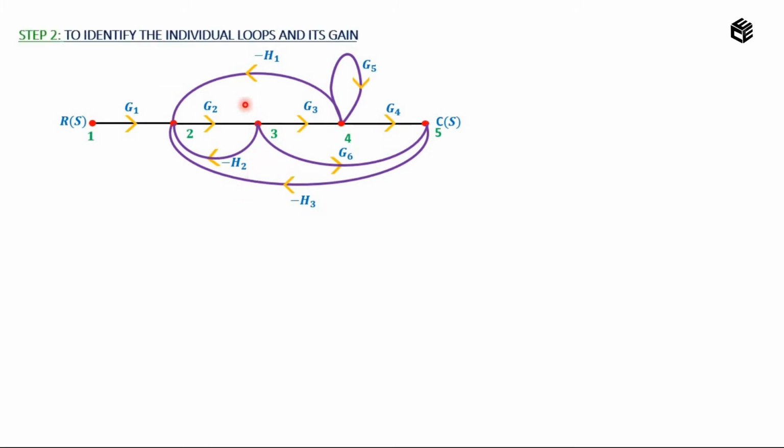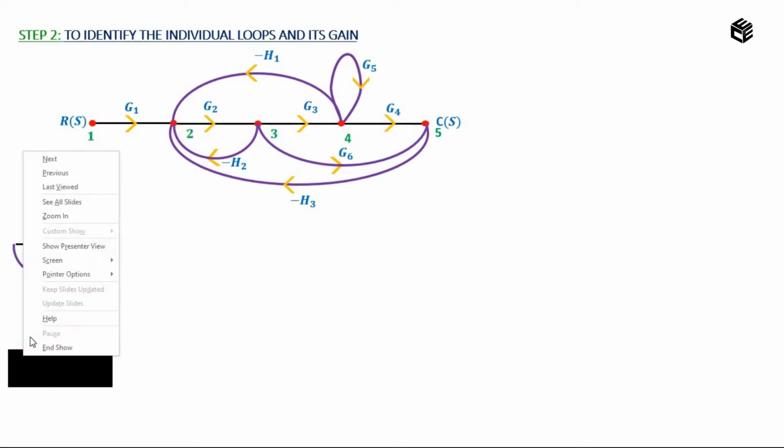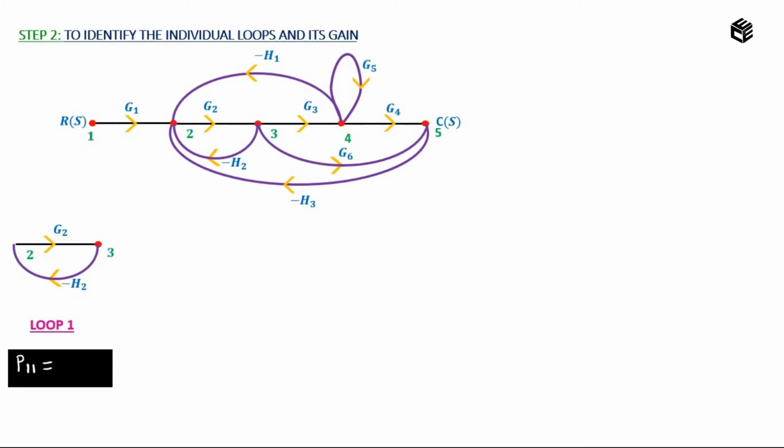Our next step is to identify the individual loop and its gain. So what is a loop? The starting and ending point must be the same, correct. So if you see this diagram, we can say that from 2 to 3 and 3 to 2 we have a loop, correct. So I am considering that as loop 1. What is the gain of this individual loop? P11 is equal to, I am going to multiply these two gains, that is minus G2 H2, correct.